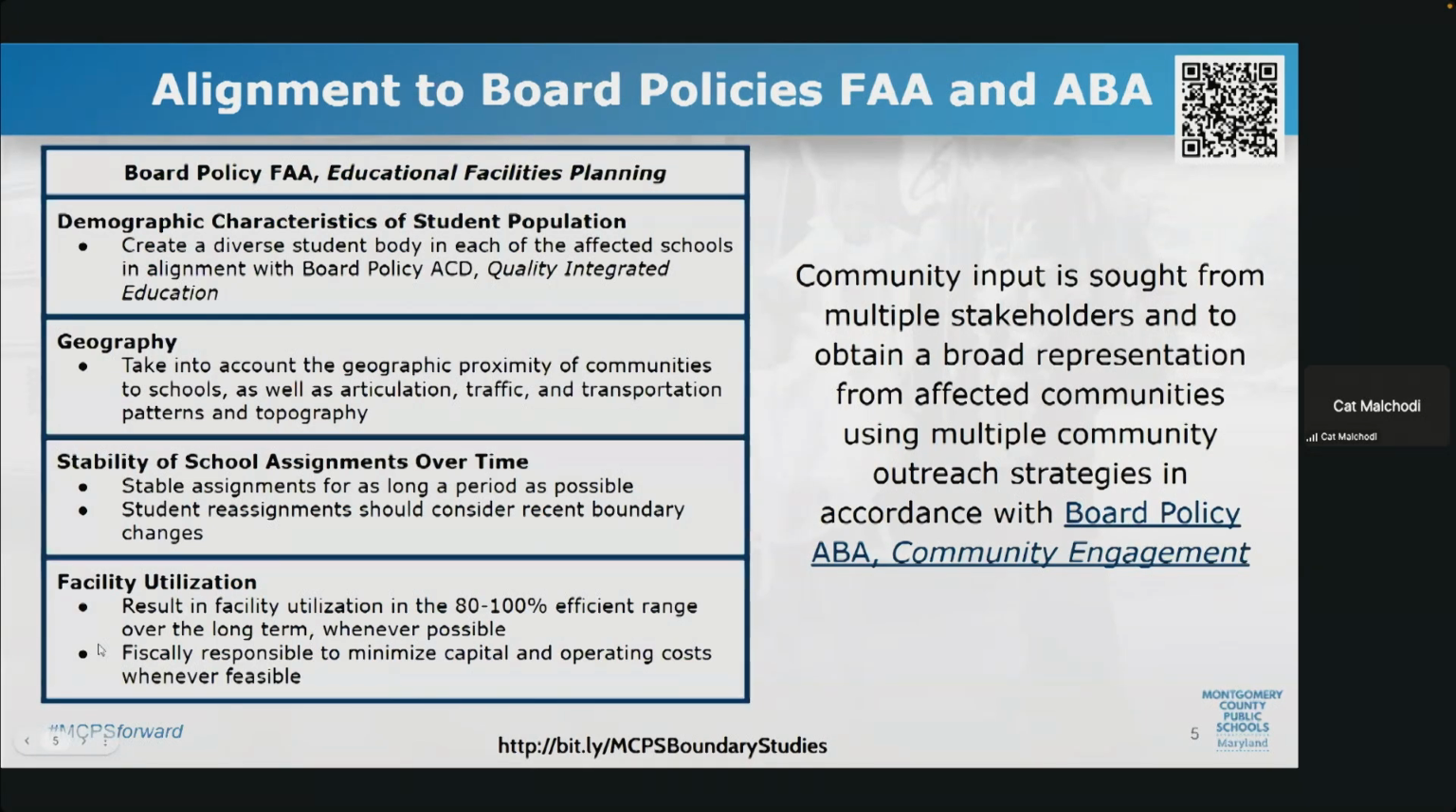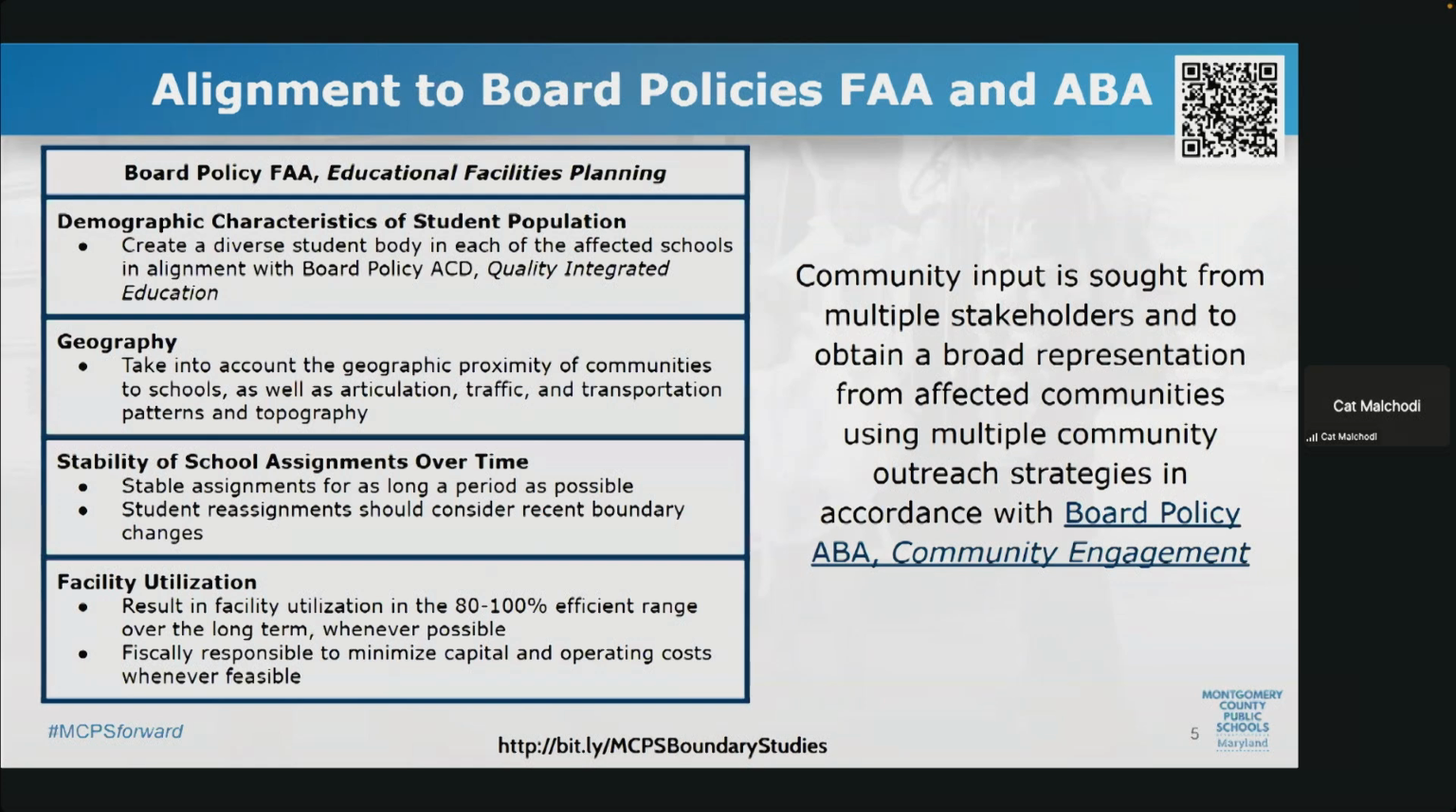The boundary study process is guided by Board Policy FAA, Educational Facilities Planning. The 4 factors outlined in Board Policy FAA will be considered when recommendations for boundary options are developed. These 4 factors are demographic characteristics of student populations, geography, stability of student school assignment over time, and facility utilization. There is no weighting or priority for the 4 factors when determining the boundary options.